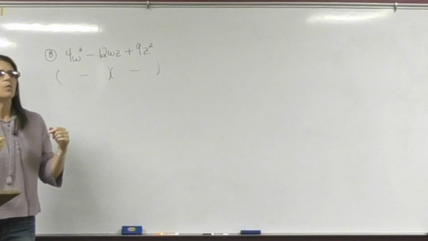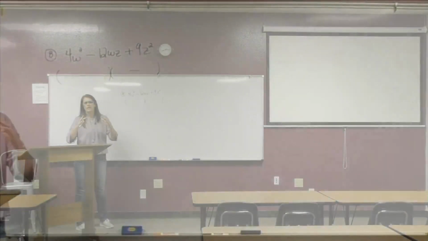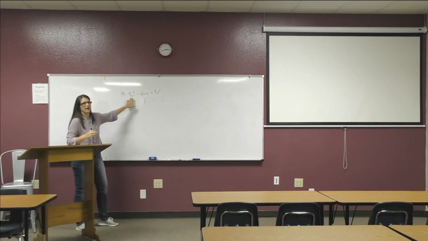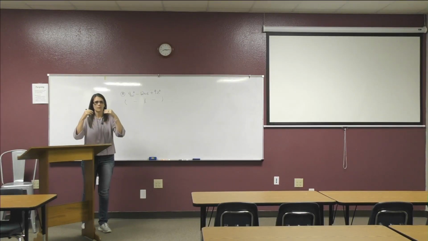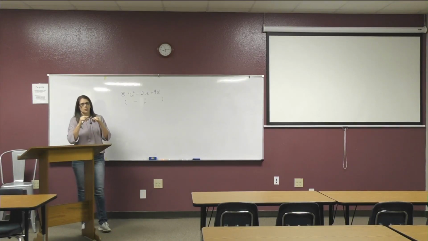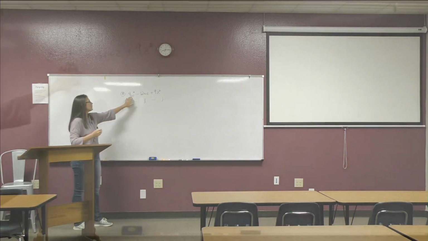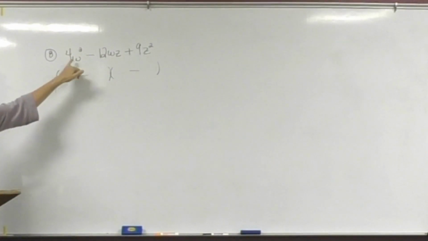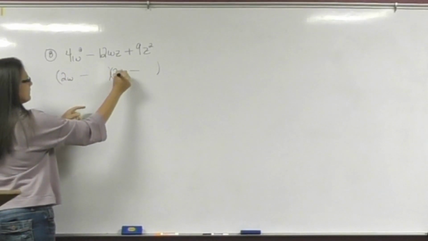Now, what you should have recognized right off the bat is that this is a perfect square and that this is a perfect square. You should be very familiar with identifying perfect squares. So the first thing that you should always try is square rooting them. So let's just square root them. The square root of 4w squared would be 2w, right? So I would put 2w here and here.